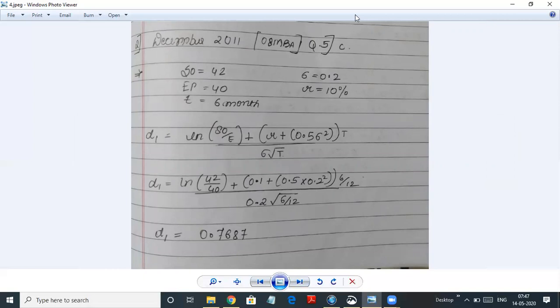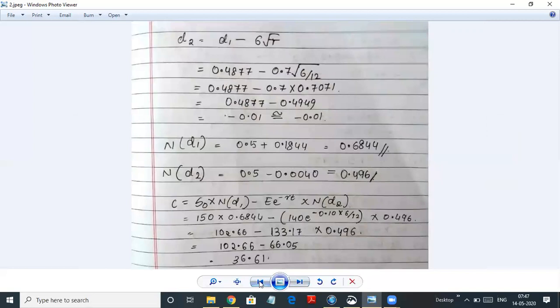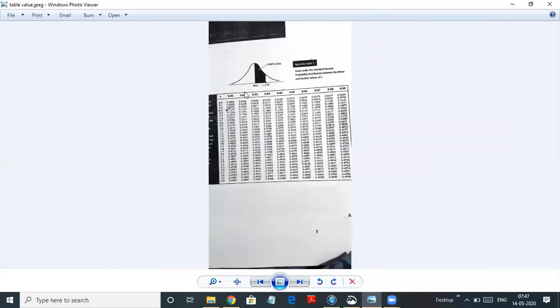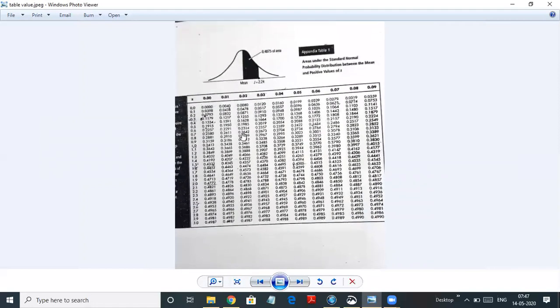There are no doubts. I have also pasted the table in the video here at the end. This is nothing, the normal distribution table that I'm using. So if you see here, a normal distribution graph is also drawn. Areas under standard normal probability distribution. You actually get the normal distribution values positive and negative both. I'm not going into that. If we get negative, we have to just do 0.5 minus, and if we get positive, we have to do 0.5 plus. That's an easy way to understand. I hope it's clear.